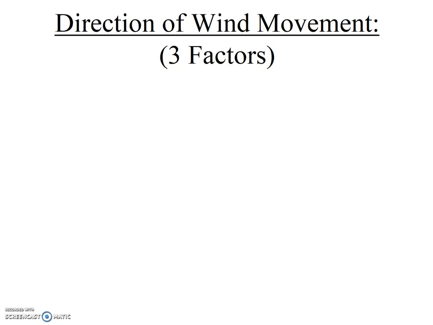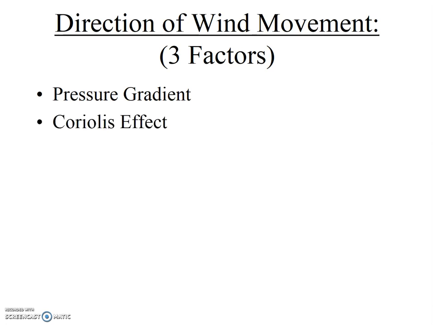All right, so we know that pressure differences cause the wind to blow. But we'll see that if we really want to know the direction that the wind's blowing, there are actually 3 factors that affect the direction of wind movement: the pressure gradient, Coriolis effect, and friction. You need to memorize these 3 factors, and we're going to spend the rest of this video clip going through how each of these factors affects wind direction.